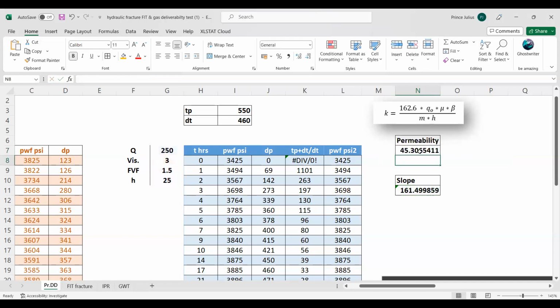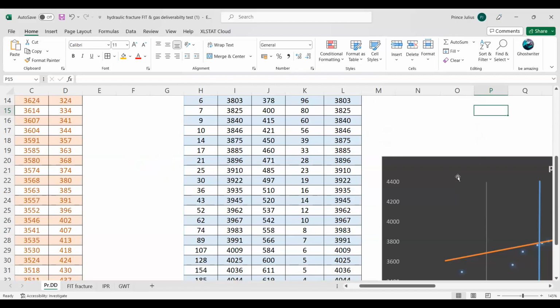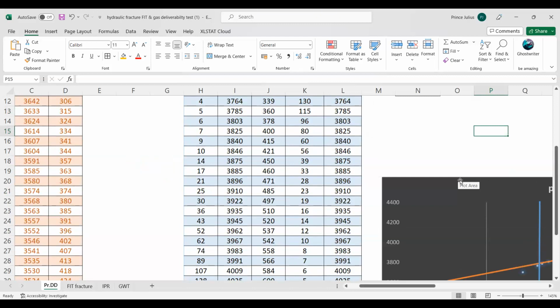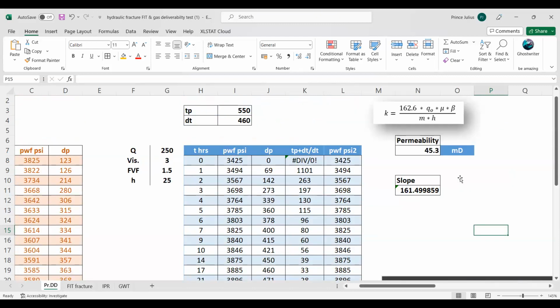So I got the permeability as 45.3. The value of permeability is in millidarcy. So I have the value of permeability as 45.3 millidarcy. This is what exactly we can generate. Not only that, with the help of permeability, you can generate a number of parameters, like skin factor also. So based on that, the process will continue to get the best outcomes through this data.